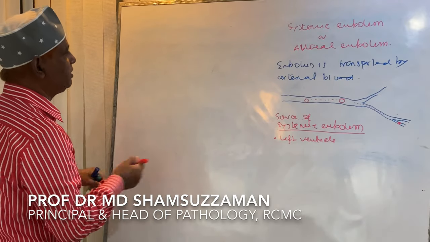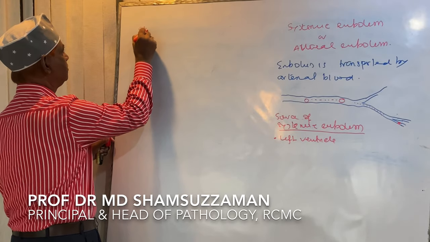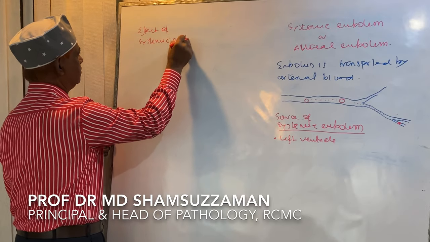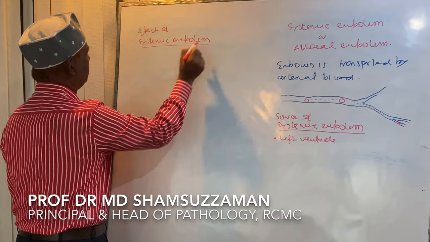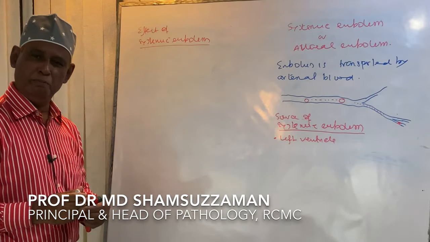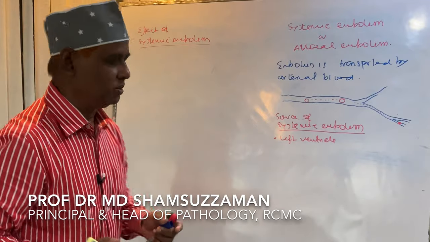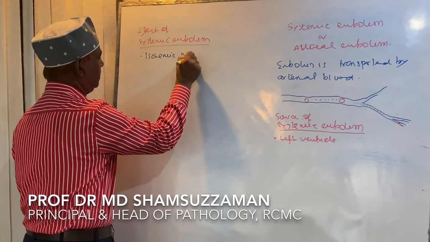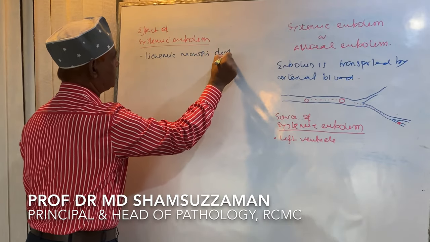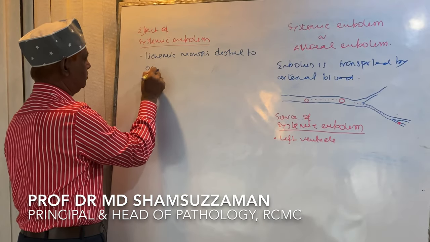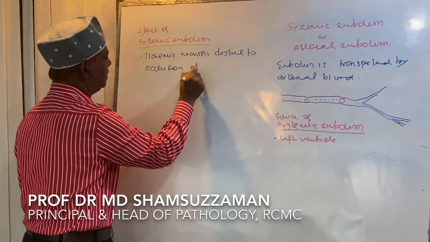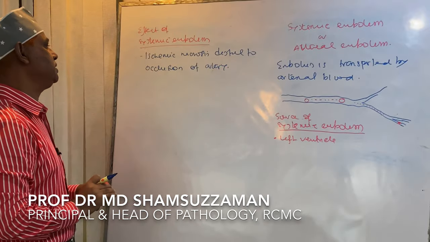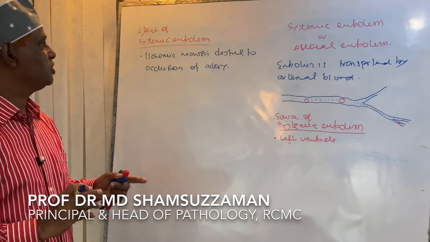Now come to effect of systemic embolism. Dear audience, the effect of systemic embolism is ischemic necrosis. Ischemic necrosis, distal to occlusion of artery, is the effect of systemic embolism.